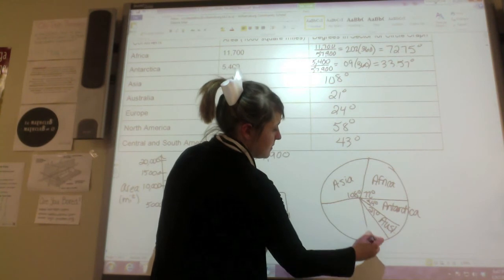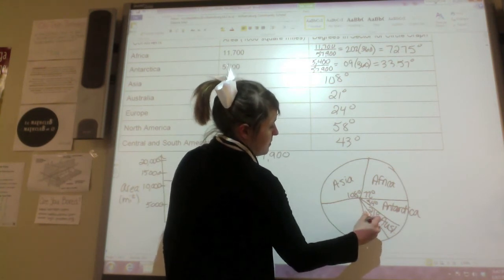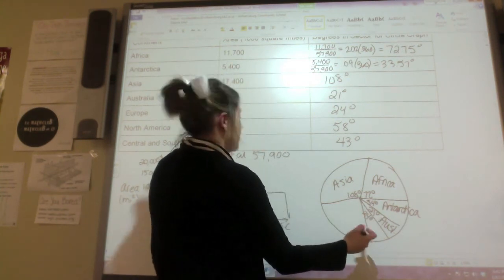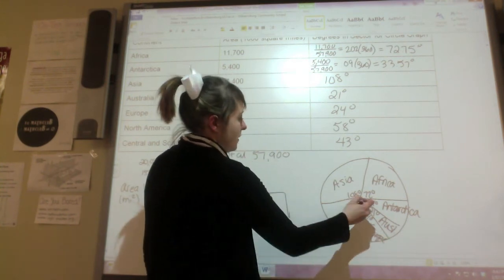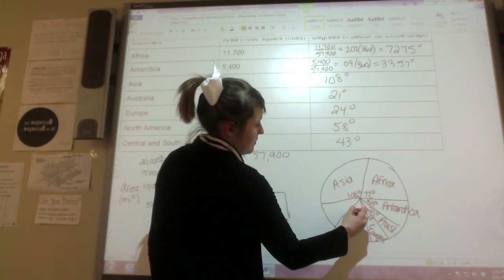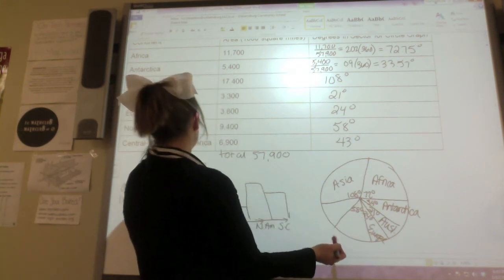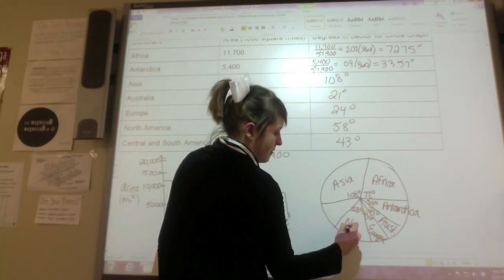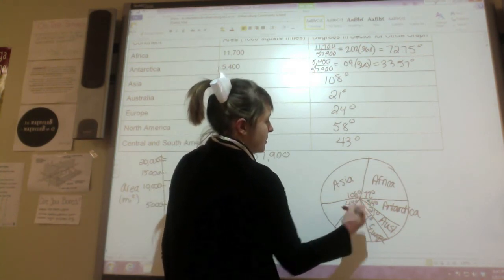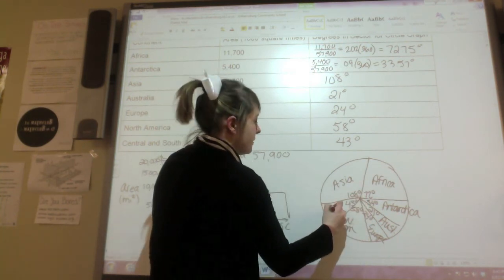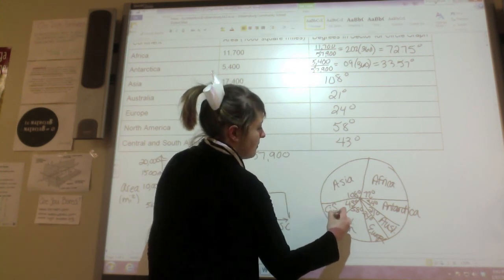24 degrees. That's Europe. Okay, 58 degrees. North America. And then my last one will be 43 degrees, and that should complete my circle with Central and South America.